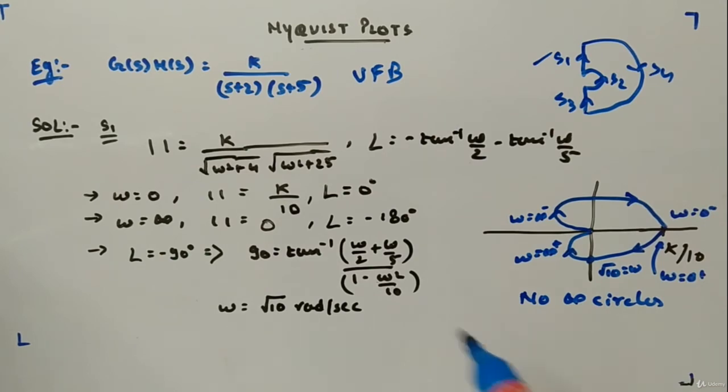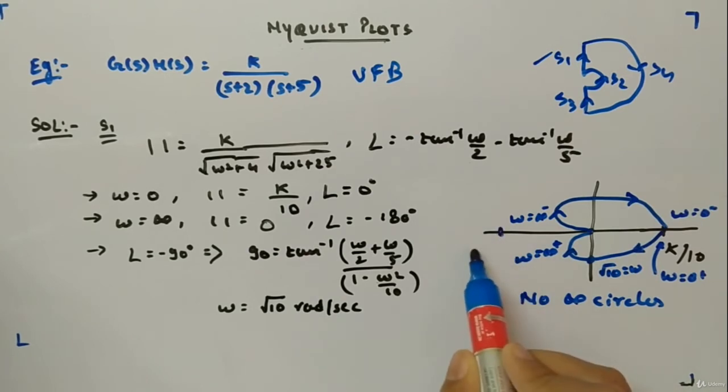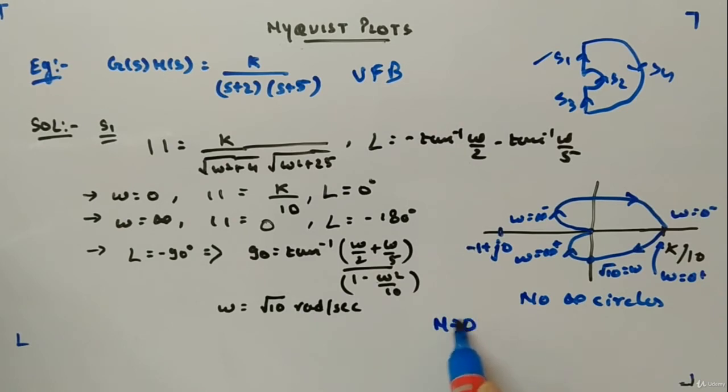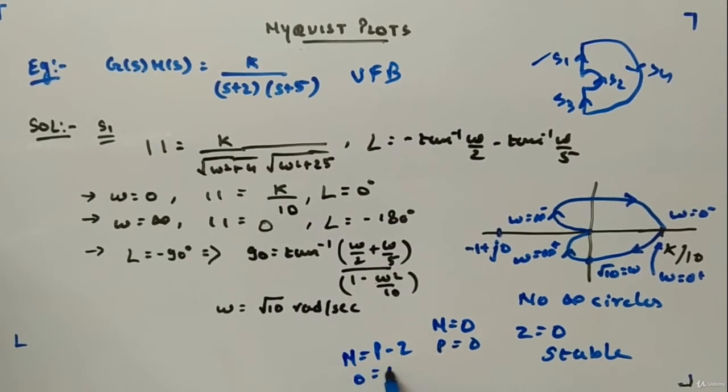Now you can see that somewhere here it will be −1 + j0, and you can clearly see that N will equal 0 because there is no encirclement of this point by the Nyquist plot. P is also 0. You can see there is no pole in the right half of the s-plane in the open loop transfer function, so P is 0. This means it is stable. N = P − Z will be followed because of this contour: 0 = 0 − Z, so Z comes out to be 0.